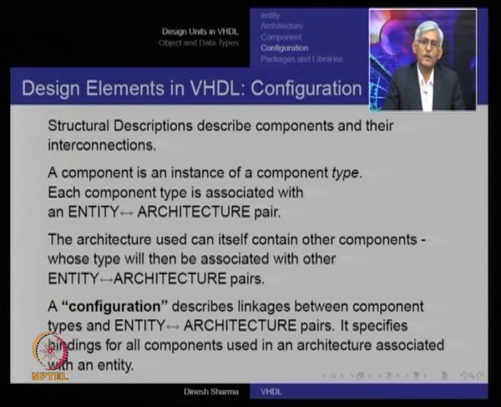So, now we have looked at various elements which constitute a description in VHDL. We have looked at entity, we have looked at architecture, we have looked at component, which actually describes the component type, we have looked at instances of components, and now we have looked at configuration, which binds a component instance to an entity architecture pair, and recursively, because the architecture itself might contain other components. So, this is the function of a configuration.